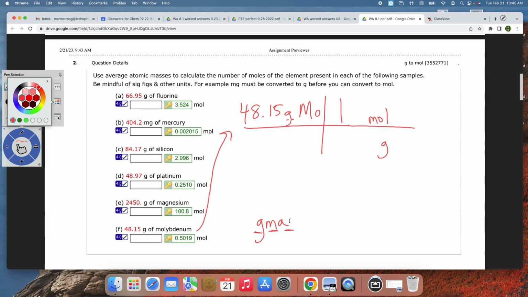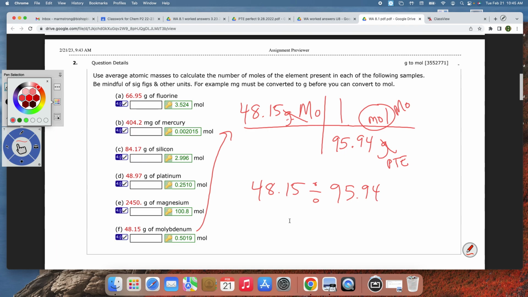So far we've learned with mole, the number is always 1, and this is 1 mole of Mo. And then we're going to look up the grams on the periodic table of elements for Mo, and Mo is 95.94. I'm going to cancel out my units. I'm left with moles, which is what I want. In my calculator, I'll do 48.15 divided by 95.94. It looks like I have 4 sig figs again, and my answer should have 4 sig figs. Remember that leading 0 in the front is just there to hold a place. It does not count as a sig fig.